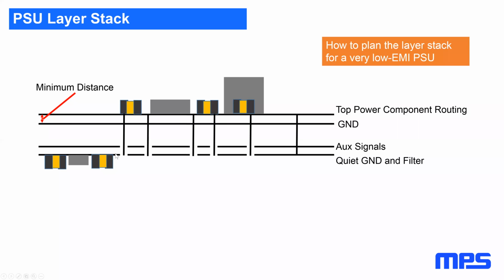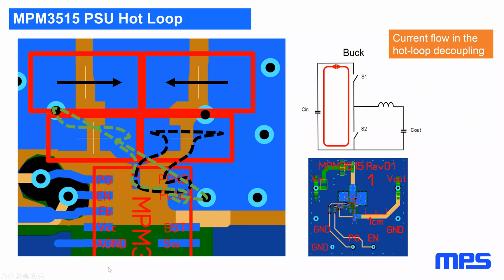If you can't do it, there's also a possibility to shield these things completely. I will later show you in a module example how that performs. So if you go back to this EMI optimized example, we can see the hot loop, which on a buck regulator goes from the input capacitor over the top switch to the bottom switch. That's a fully switched loop which creates the most magnetic noise. You can actually follow that.